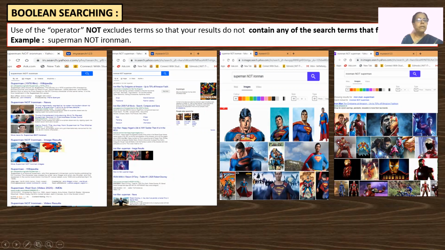Here, what did I say? Iron Man, not Superman. So nothing is there about Superman. See, Superman, not Iron Man, so only Superman. And here, Iron Man, not Superman, so it gives me all of Iron Man's information. It contains any of the search terms of those two.